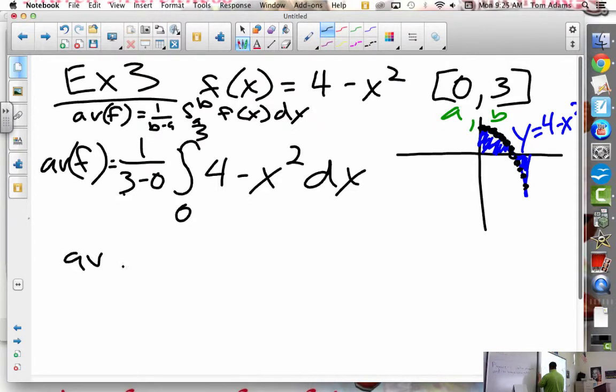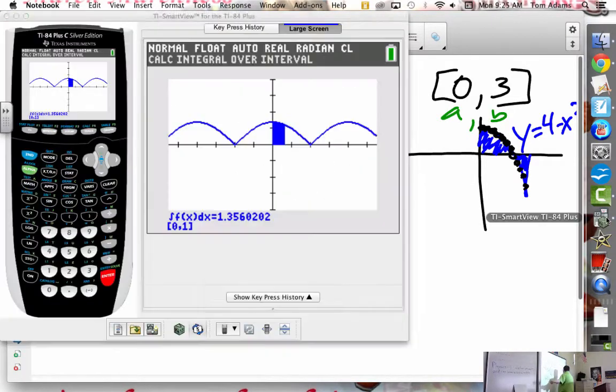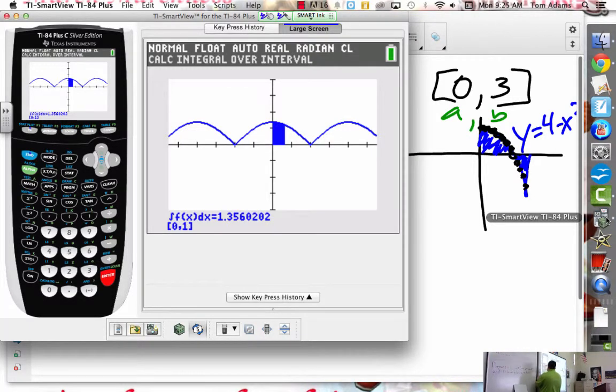So the average value for f is equal to 1/3 whatever this is. So now I'm going to go on my calculator and figure out what that is. And then at some point in time I'm going to show you how to calculate that. Well, let's just do it now, shall we? Let's do it now. Get ready for it.